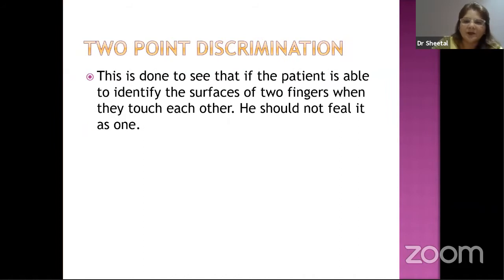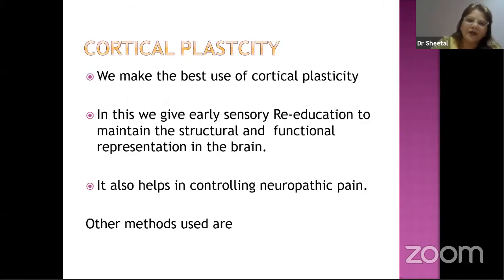Then is the 2-point discrimination. Basically, this is a test. It is done to see if the patient is able to identify the surfaces of 2 fingers while we are treating the patient. So they touch each other and there's a different feeling. They should both not feel as one.